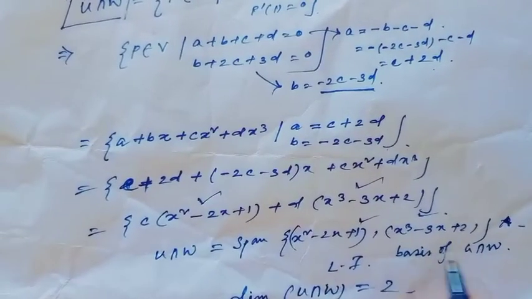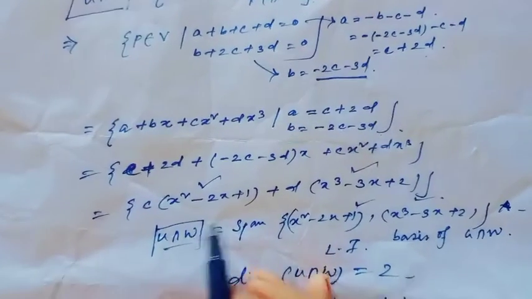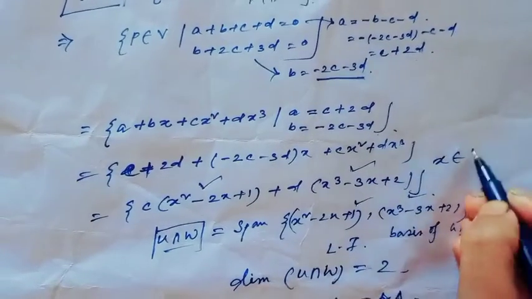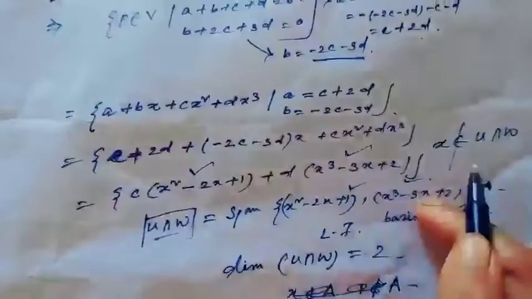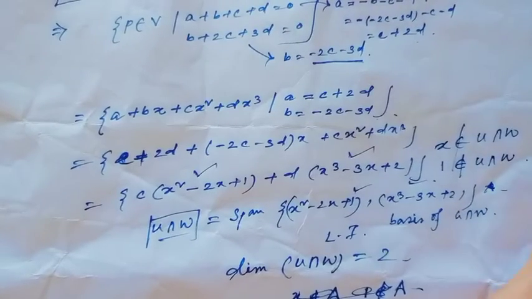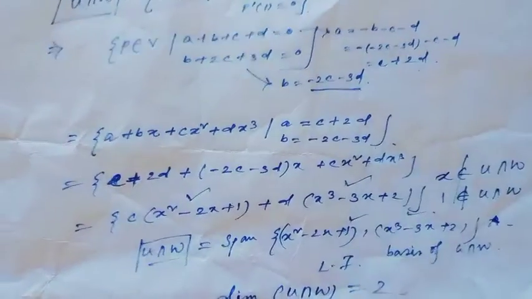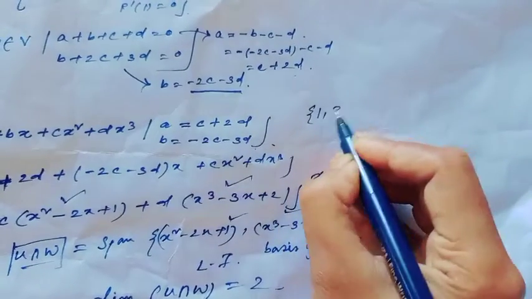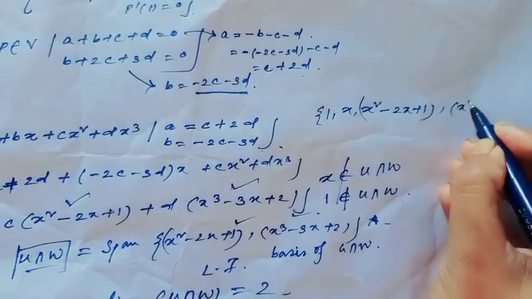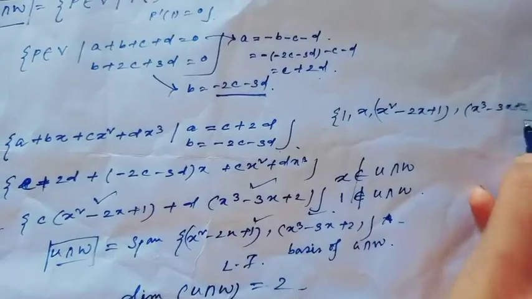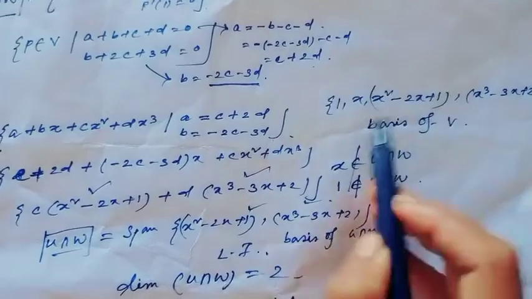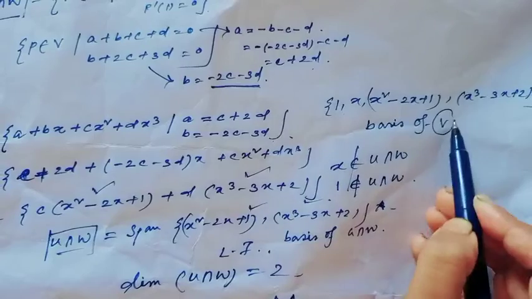Notice the basis vector of U intersection W. Here, x does not belong to this spanning set U intersection W. Also, 1 does not belong to the spanning set U intersection W. So, we can tell obviously 1, x, x square minus 2x plus 1, comma x cube minus 3x plus 2 will be the basis of the original vector space V, because this is the spanning set of the original vector space V.